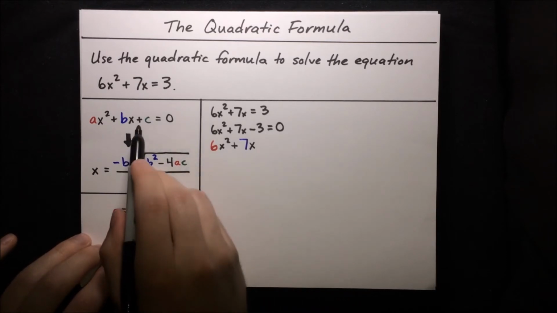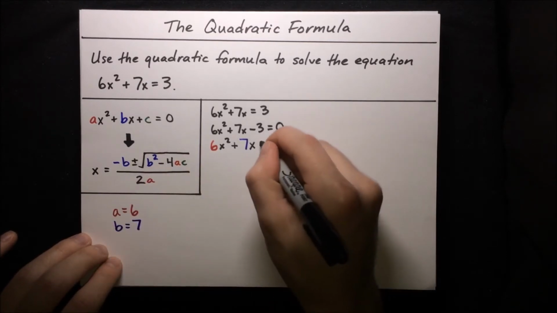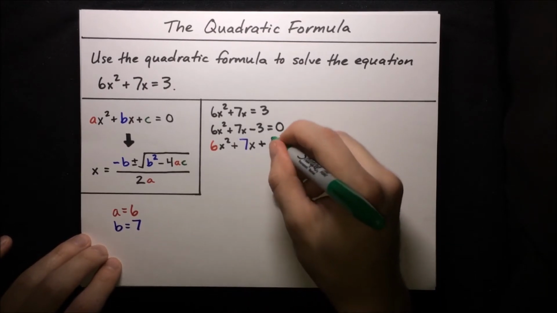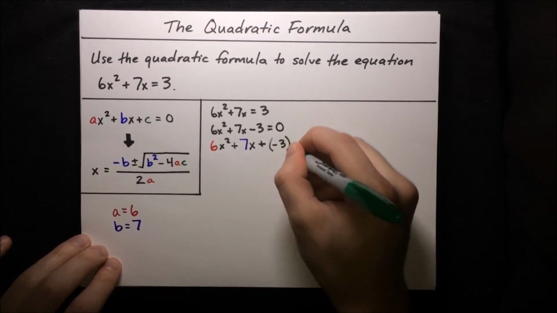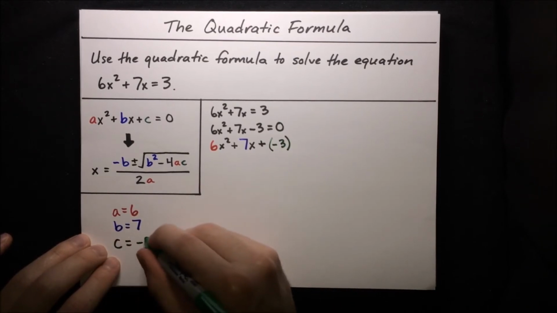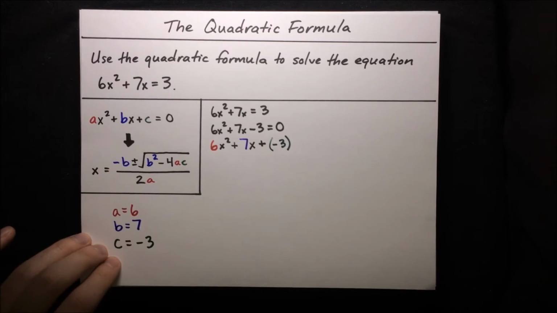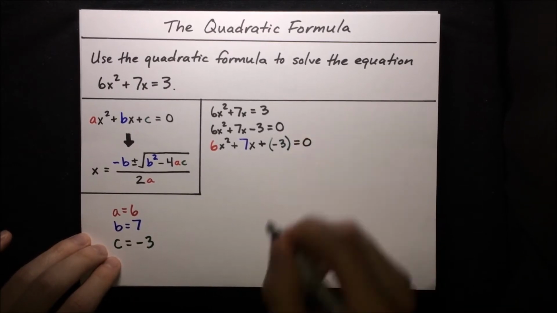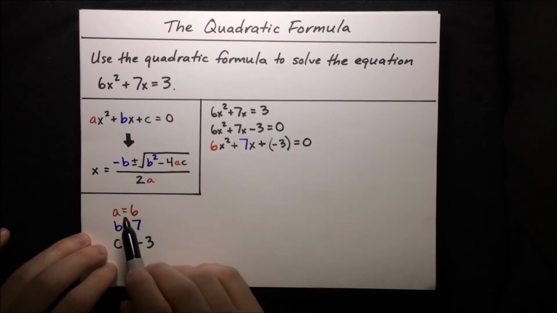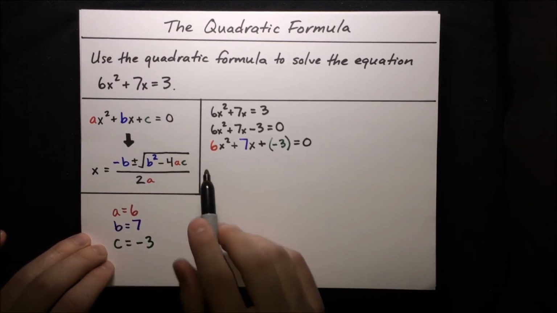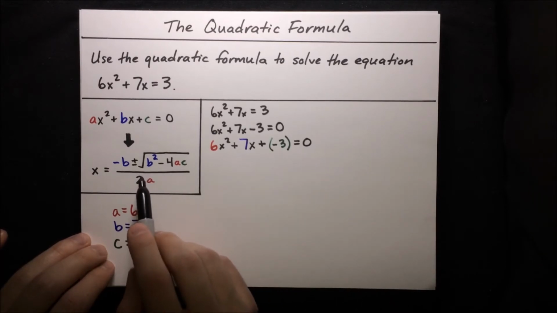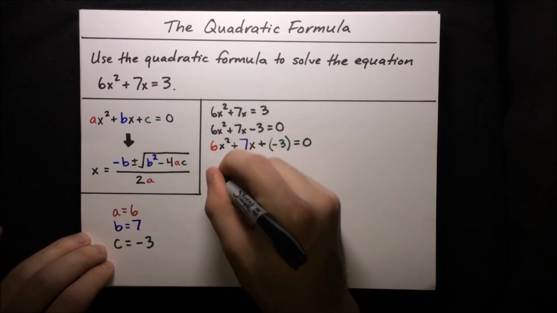And then how about the last term here? We want to write it as plus c. So let's write it as plus negative 3. Minus 3 is the same as plus negative 3. Okay, so negative 3 is our c value. c equals negative 3. And that's all equal to 0. Okay, perfect. So we've got our quadratic equation in the right form, and we've got our values of a, b, and c just taken from the coefficients here, and we can just stick them right into the quadratic formula to find our solution. So let's go ahead and do that.